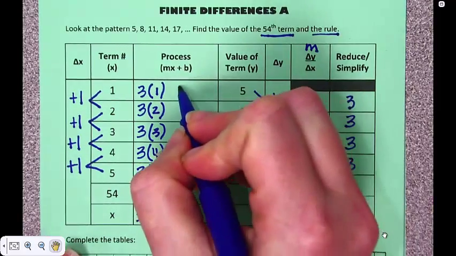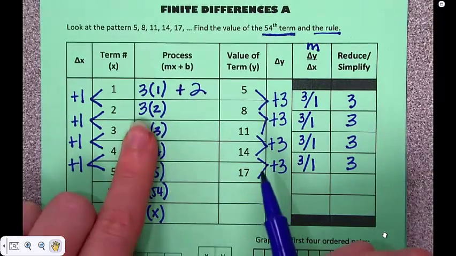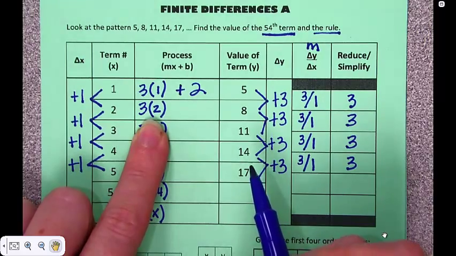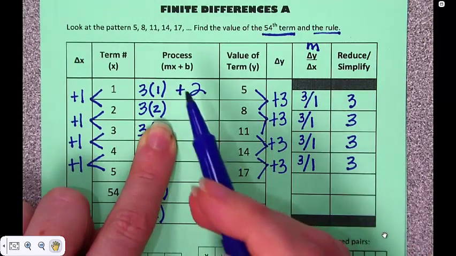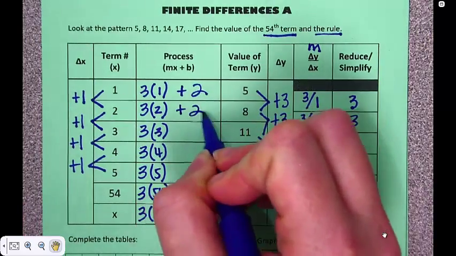So I would need to add 2. You can also look at it this way. 3 times 2 is 6. What number do I need to add or subtract to 6 in order to get 8? And that number is 2.